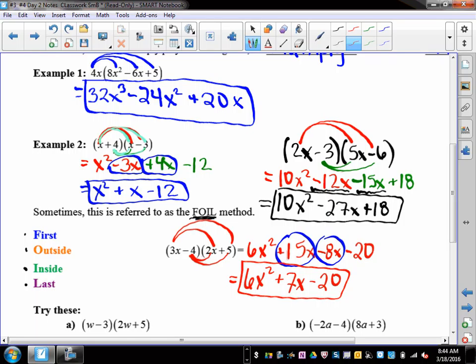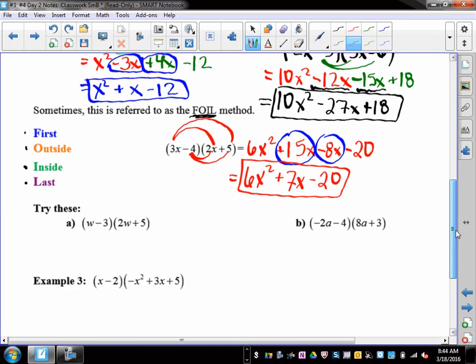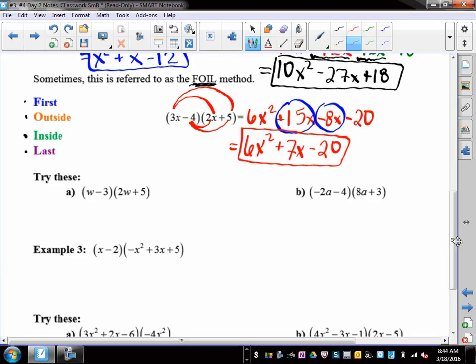Alright, show me just in front of you, thumbs up, thumbs middle, thumbs down, how you feel with this one. Okay. Alright, so now I want you to try letter A and letter B. You can work with the person next to you. I want you to do letter A and letter B.